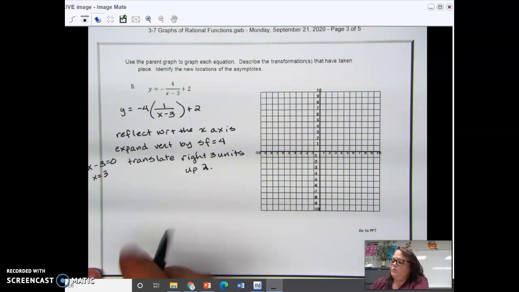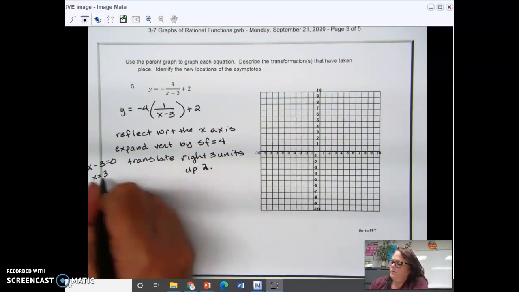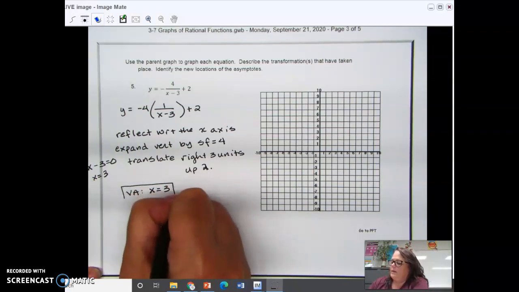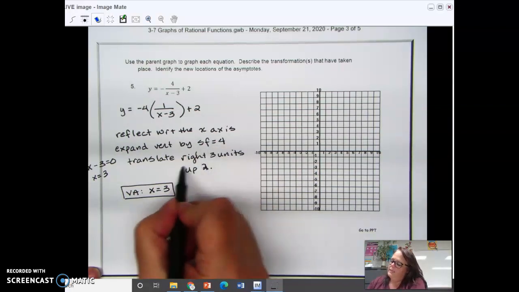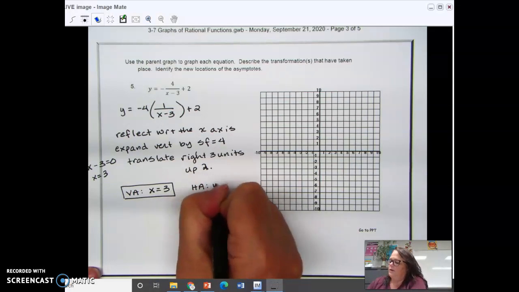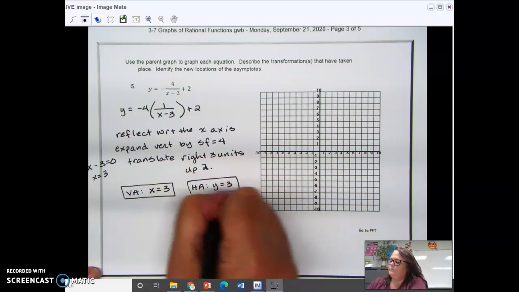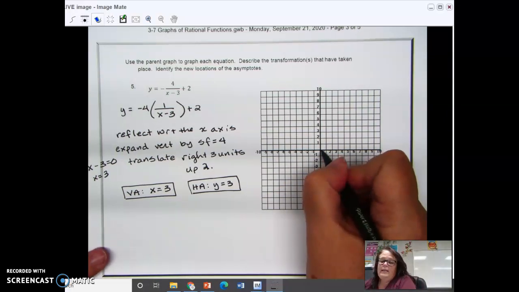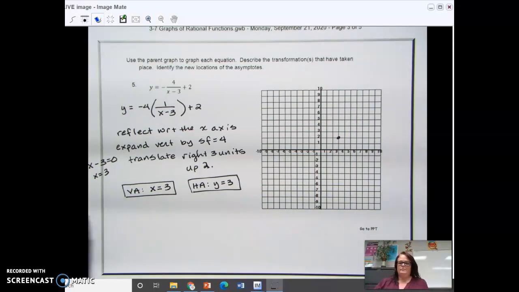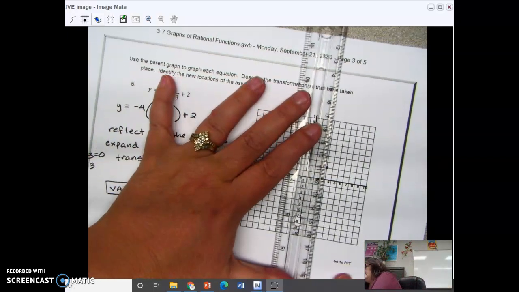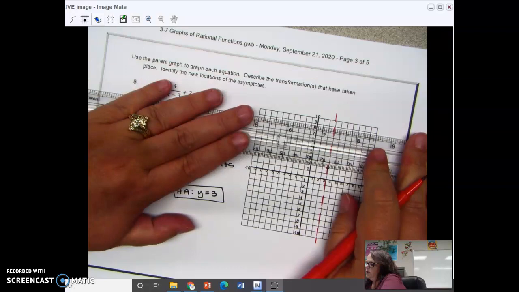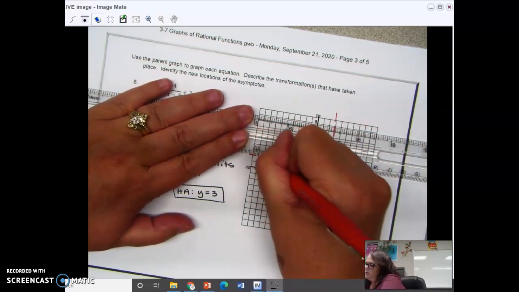So then this also tells me where my vertical asymptote is. So my vertical asymptote is at x is equal to 3. And then my horizontal asymptote is my translation. So we went up 2. So my horizontal asymptote is now going to be at y is equal to 2. So from my normal connection at 0, 0, we're going to go to the right 3 and up 2. And this is now where my asymptotes are going to meet. So again, my vertical asymptote is at x is equal to 3, and my horizontal asymptote is at y is equal to 2, just like I predicted.